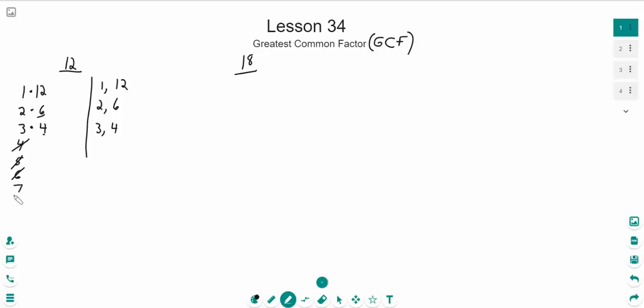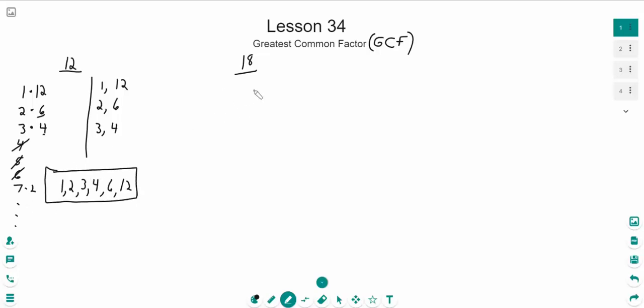Because obviously a 7, 7 times 1 is not 12. And if I go 7 times 2, I'm already too big. And every number after this is just going to get bigger and bigger and bigger when I multiply it by 2. So once we hit the halfway mark, we know we're done. So we've got 1, 12, 2, 6, 3, and 4. So if I write those out from smallest to largest, we would say the factors for 12 are 1, 2, 3, 4, 6, and 12, right? So those would be, in this case, 6 factors for 12, okay?